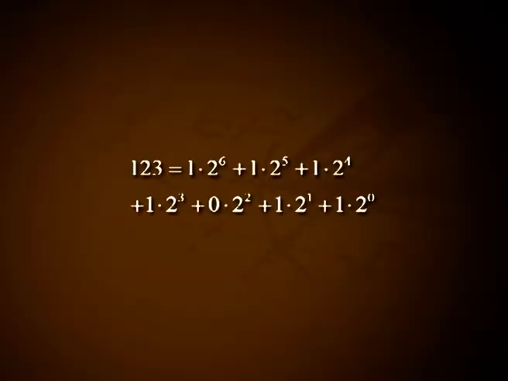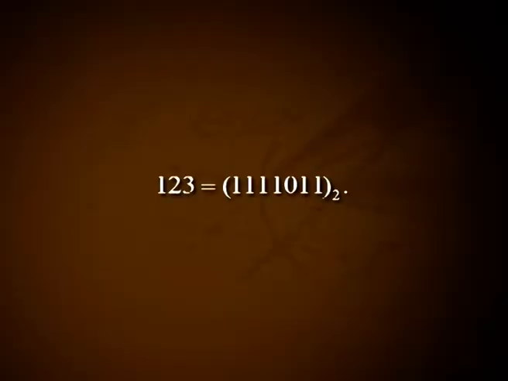In this system, for example, the integer 123 can be written as 123 is equal to 1 into 2 raised to 6 plus 1 into 2 raised to 5 plus 1 into 2 raised to 4 plus 1 into 2 cube plus 0 into 2 square plus 1 into 2 raised to 1 plus 1 into 2 raised to 0. In the abbreviated form, 123 is equal to 1111011 to the base 2.